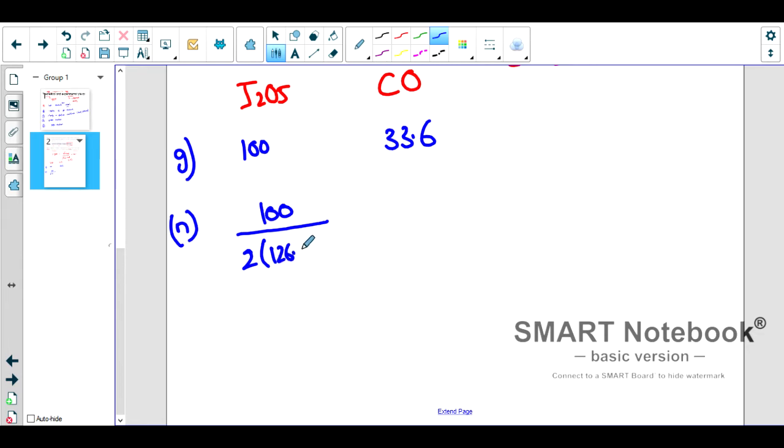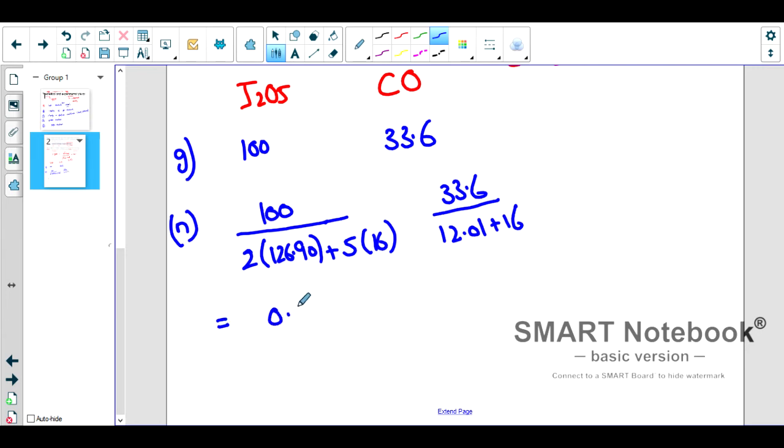This is around 126.90 plus 5 into 16. And for carbon monoxide, how can we do it? 33.6 divided by 12.01 plus 16. So this one will be how much? This is around 0.2996 mole and this will be around 1.20 mole.